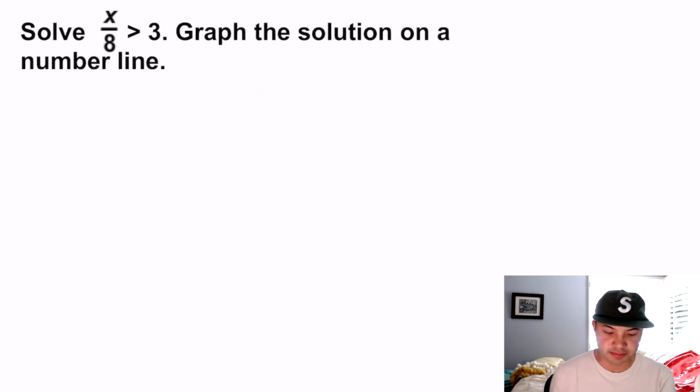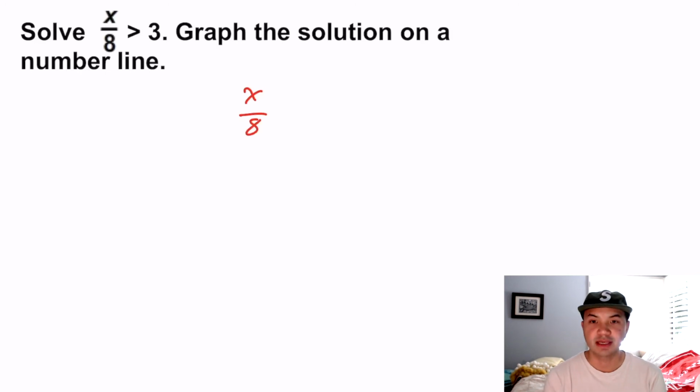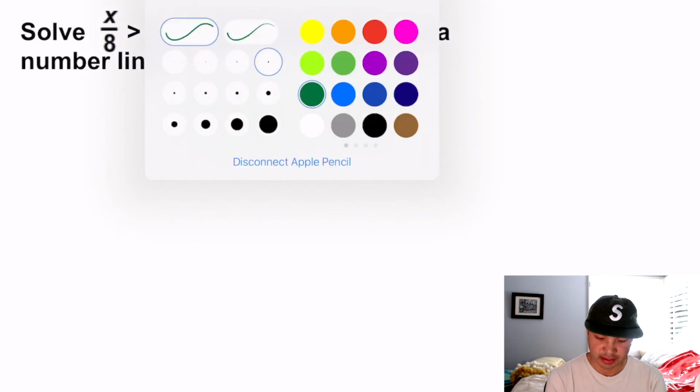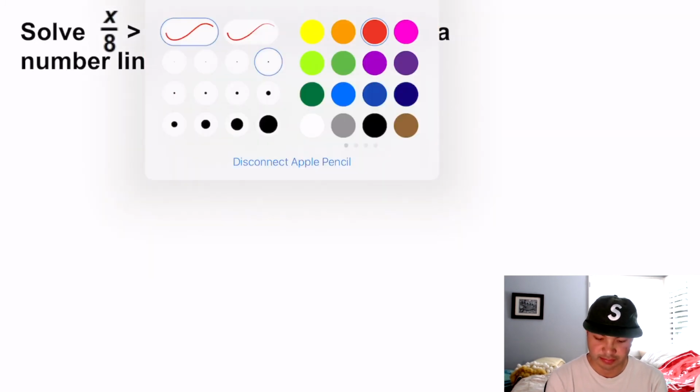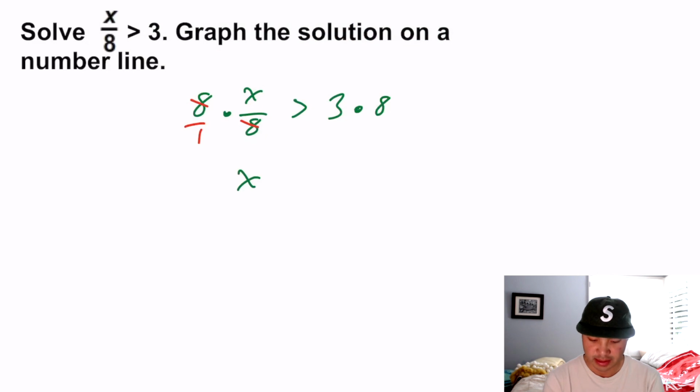And now, this is x over 8, which is the same thing as saying x divided by 8, like some number divided by 8, is greater than 3. Okay. So here, x is being divided by 8, so to undo division, you multiply. So I'm going to multiply by 8 here, multiply by 8 here, right? And then you can see that the 8's cancel, because this is like 8 over 1. So this is just x, and this is going to be 24. So greater than stays there.